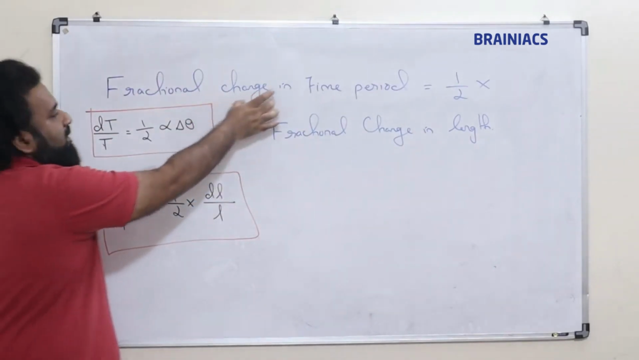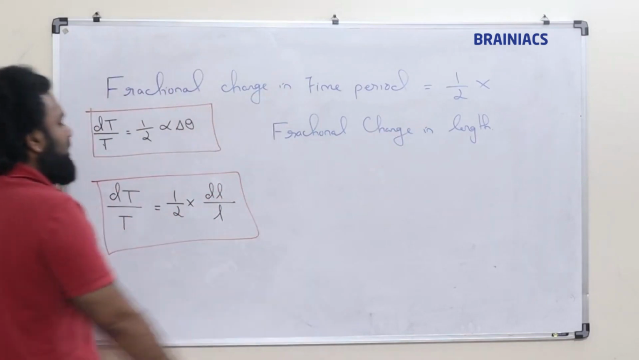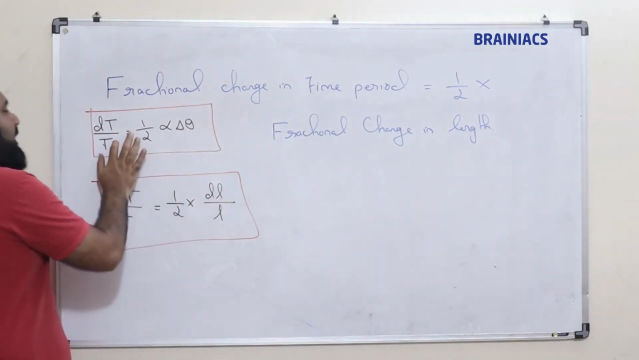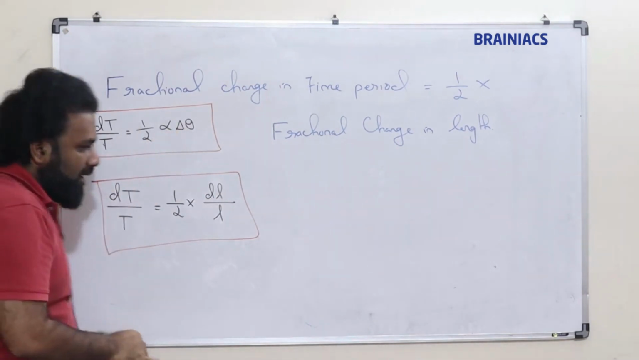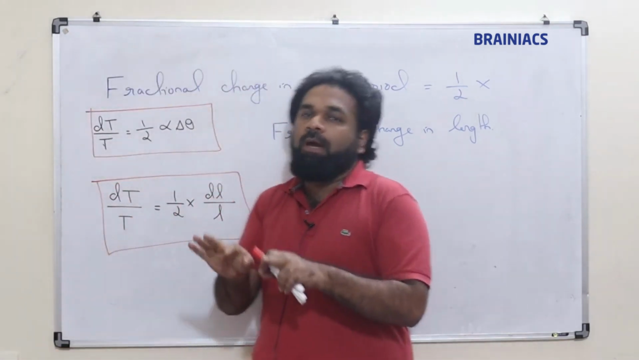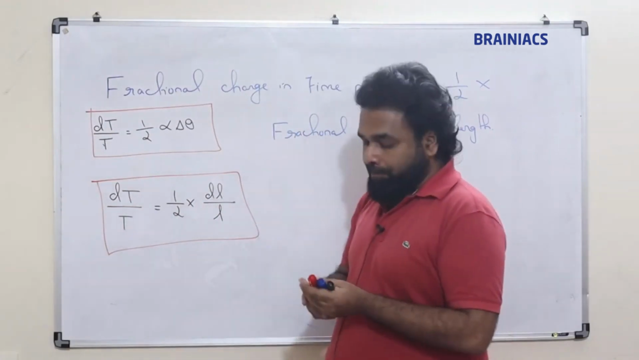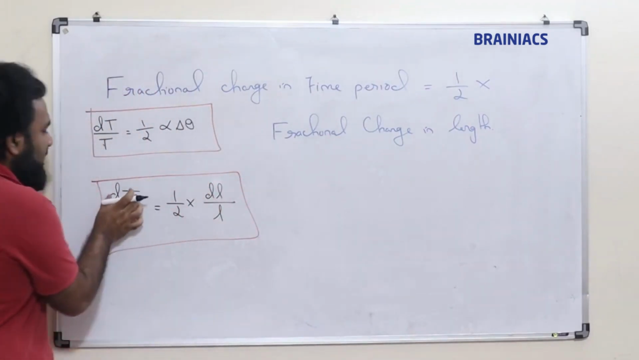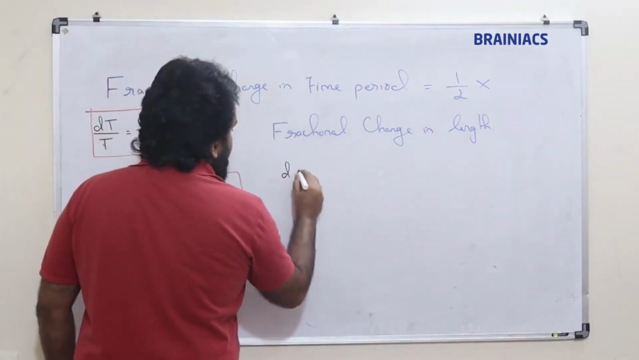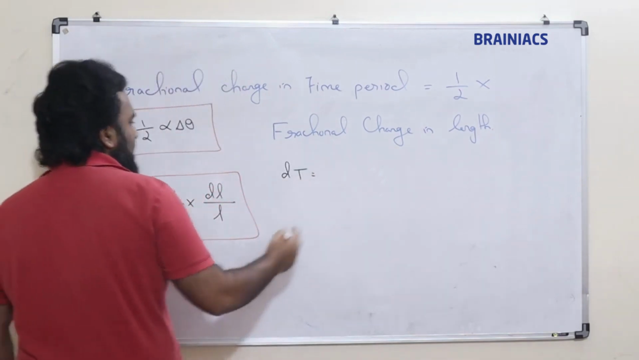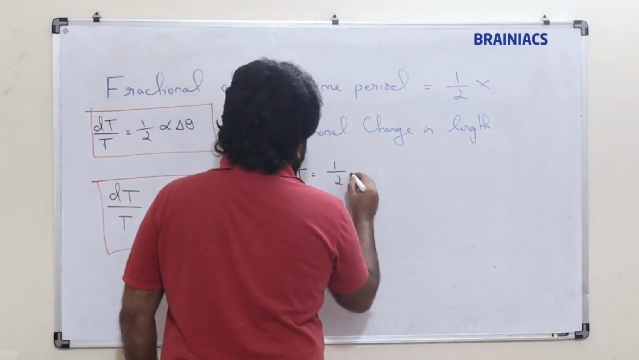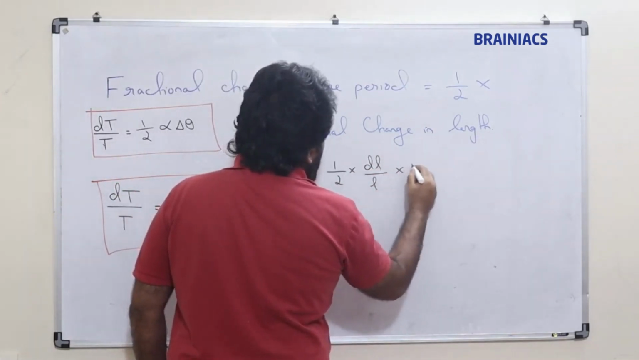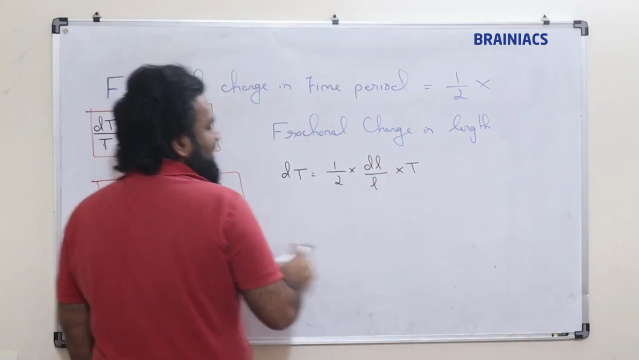Fractional change in time period is equal to half into fractional change in length. dt by t is equal to half into dl by l. dt by t is equal to half into alpha delta theta, or delta t by t is equal to half into delta l by l. Everything is fine. Clear? Now this dt is the change in time. So dt is equal to half into dl by l into t. So this is a change in time.